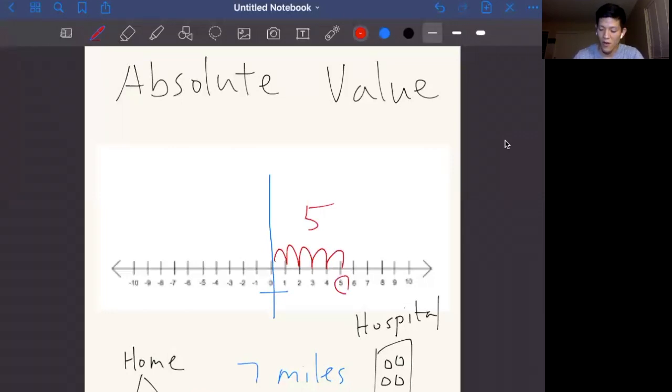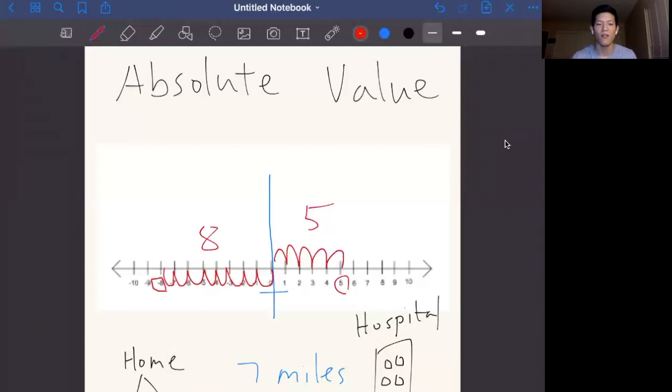I could also ask you, what is absolute value of negative 8? Well, where's negative 8? Negative 8 is right here. That's negative 8. So from 0, what's the distance? Well, you can count 1, 2, 3, 4, 5, 6, 7, 8. The absolute value of negative 8 is 8.